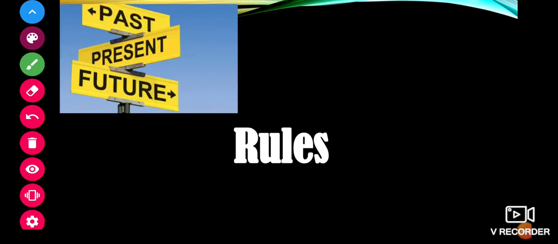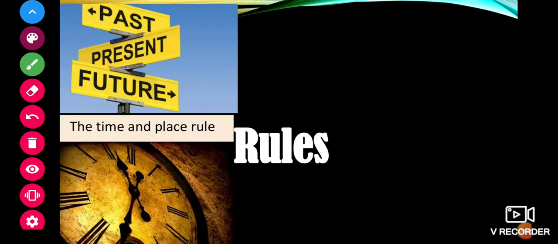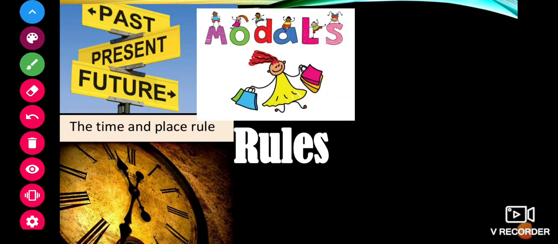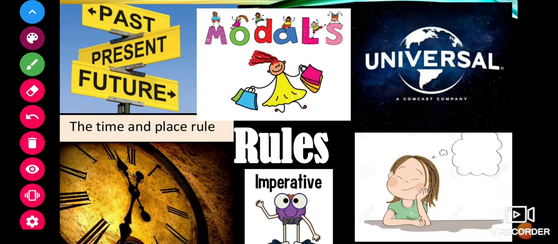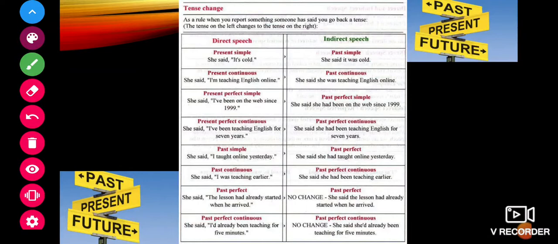We have the rules of the tenses. Here we will see how the tenses change from direct speech to indirect speech. Then we have the time and place rule, modal verbs, imperative sentences, universal truths, and imaginary conditions. Let us look at these rules one by one. Let us start with the tenses.